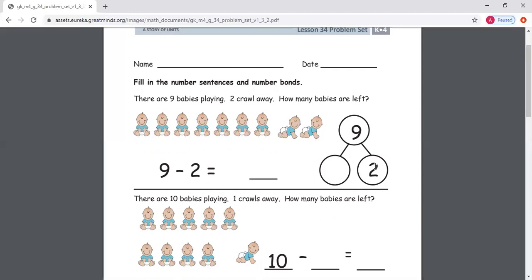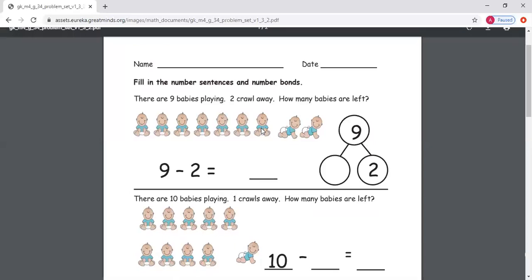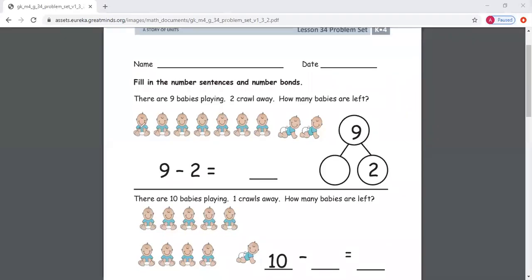We already have 9 and 2 filled in our number bond and our number sentence. My total was 9. I took 2 away. And now we need to figure out what we are left with. How can I figure that out? How can I figure out how many babies I am left with that are still playing? Good, I can count up these babies right here because these are the babies that are still playing. Okay, so go ahead with me, count up how many babies are left. 1, 2, 3, 4, 5, 6, 7. I have 7 babies that are left. 7 babies are still playing.